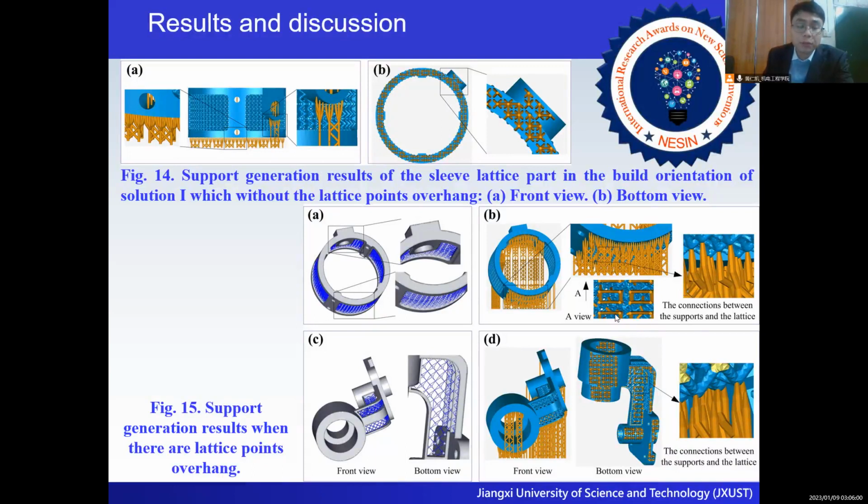Fig 15 illustrates the support generation results for the two lattice parts in the build orientation with point overhang, like this. Those lattice structures all need to have support structures added, like this, this and this.